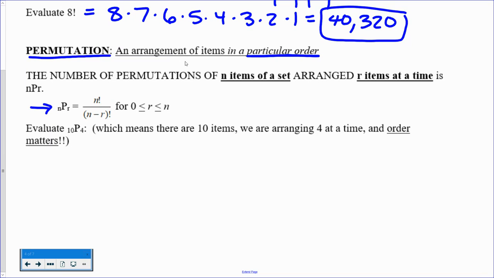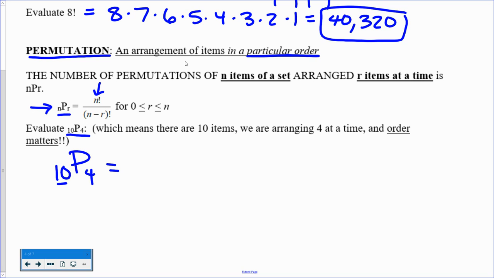So if I'm evaluating 10P4, I'm going to fill it into this formula. So if we think back to the example I'm talking about, if I said I have 10 students in one class, and 4 of them are going to line up at the door. So I'm going to calculate how many options there would be if only 4 of my 10 students were able to line up at the door. Okay, so I'm going to fill it in this formula so you see how to use this.